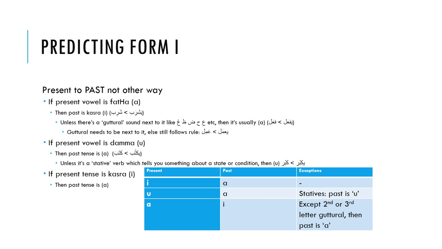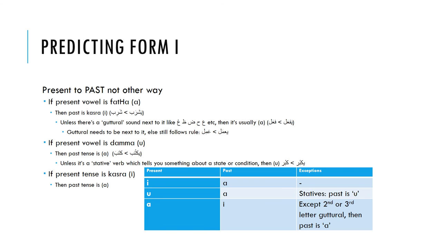So yaktub, kataba. The only exception here is if it's a stative verb, and we don't really know any of these, and we're not going to learn a lot of these. But if someone says yakbur, he is becoming big, or being big, then the past tense would be kabura, he became big. Finally, if the present tense vowel is a fatha, then the past tense will be a kasra, so yashrab, shariba, unless it's directly bordered, which means the second or third letter is a guttural sound. And then it's usually a.